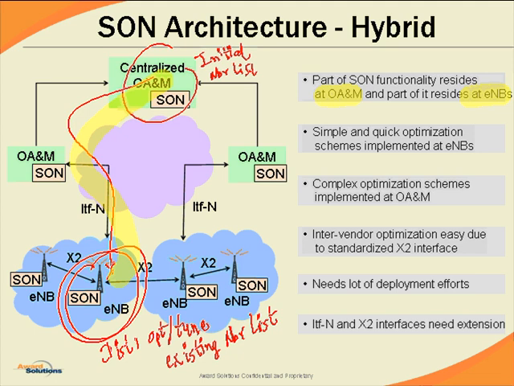So that's the idea. Of course, in that case, we need to extend both the ITFN interface and X2. So there will be something going on the X2 interface to support the coordination among the neighbors. And, of course, we are talking to the O&M type central entity, so we need to also have some messages supported on the ITFN interface. So you can do some complex stuff at the O&M system, and relatively simple and quick changes you can make at the E-node B. So that is sort of the hybrid.